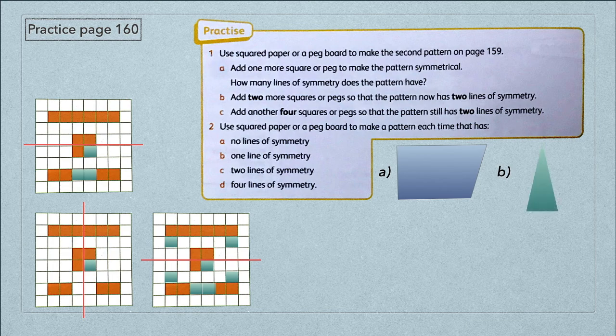For part B, one line of symmetry. Actually, I could come up with an isosceles triangle, which in this case, I'm going to have one vertical line of symmetry, which means the right and the left parts are going to cover each other. C, two lines of symmetry.